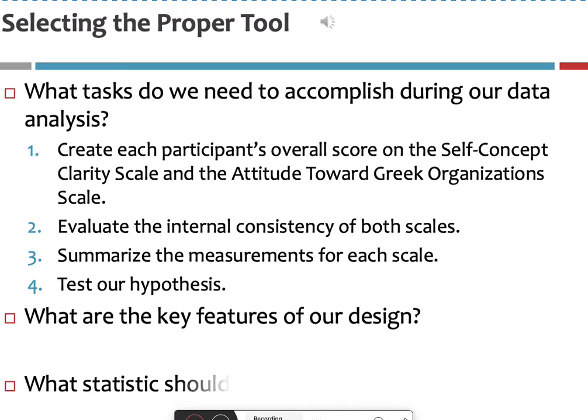This will be a bit more complicated, and I'll talk about this a bit on a slide coming up. But the correlation would be our main statistic that helps us to determine whether there is an association between people's self-concept and their attitude toward Greek organizations.